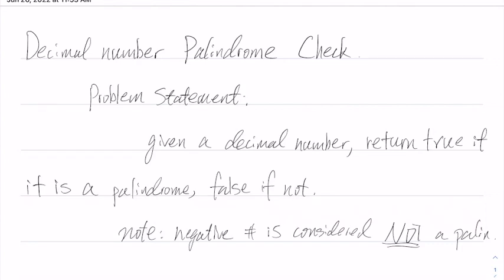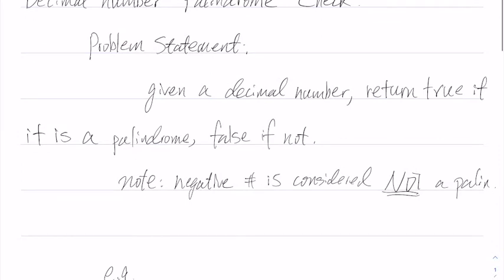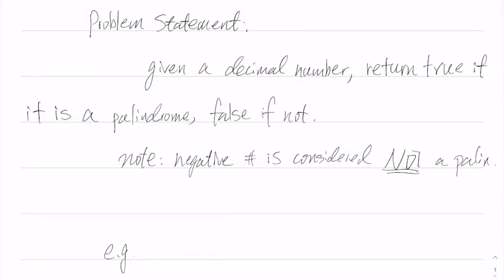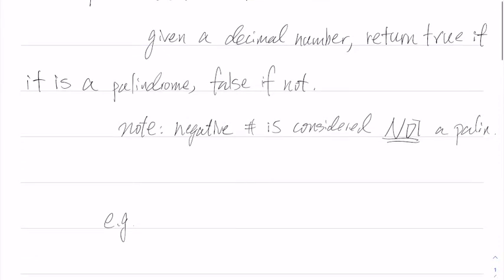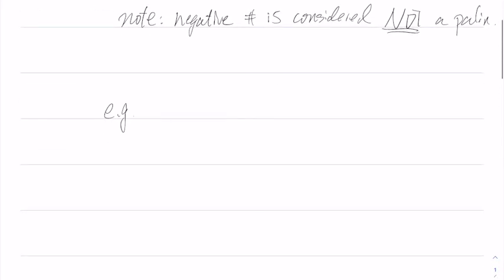So this problem deals with decimal number palindrome check. The problem statement is: given a decimal number, return true if it is a palindrome and false if it is not. We're going to consider all negative numbers as not a palindrome, so that should be a trivial check.